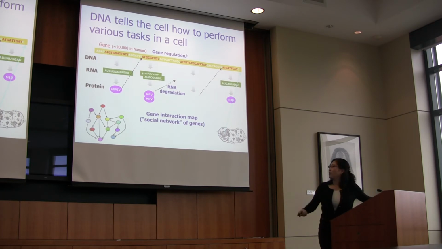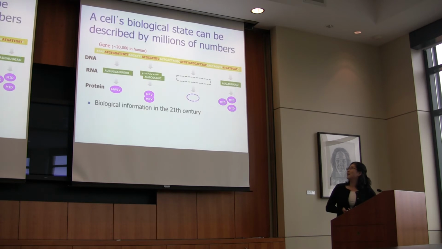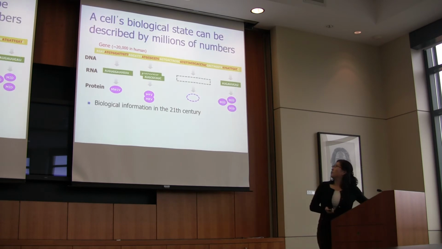And understanding the social network of genes, I mean, which genes are which genes' friends, is one of the most important problems in biology. So now, a cell's biological state can be described by millions of numbers.